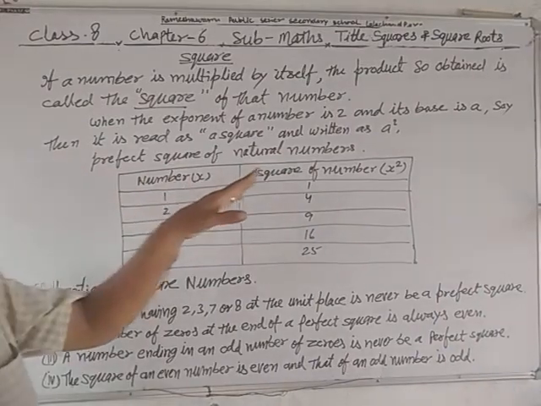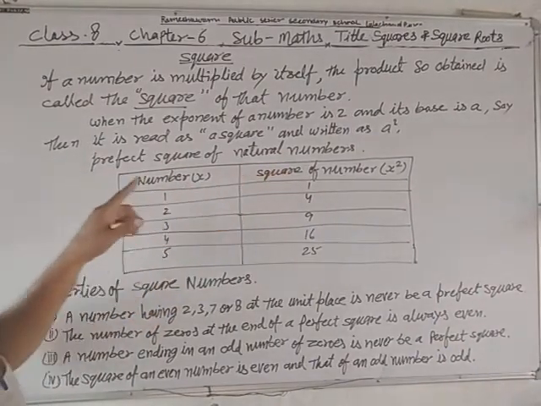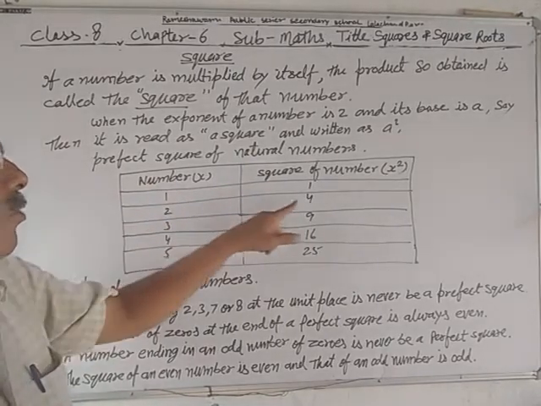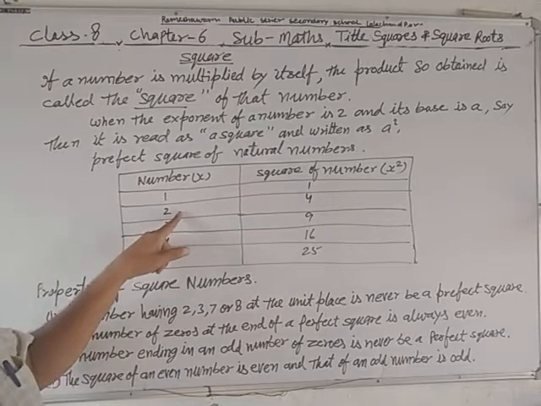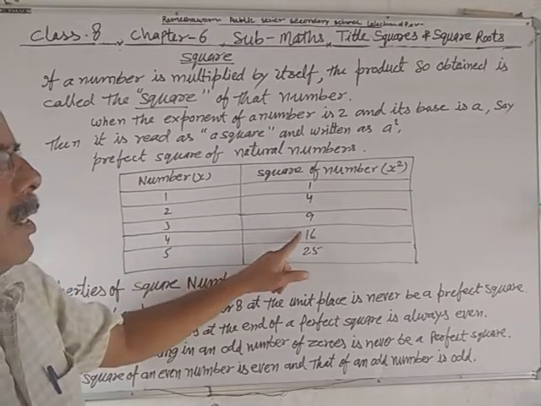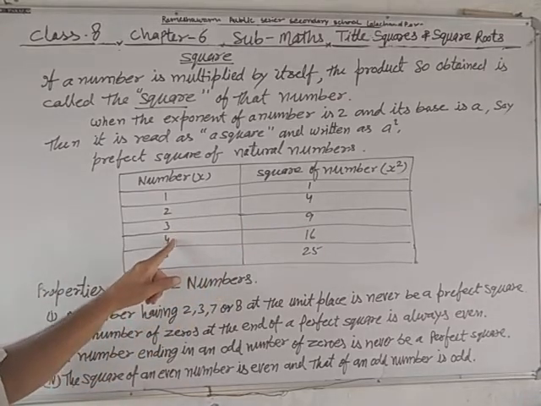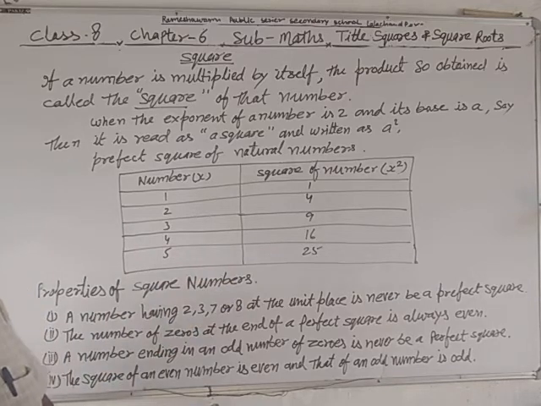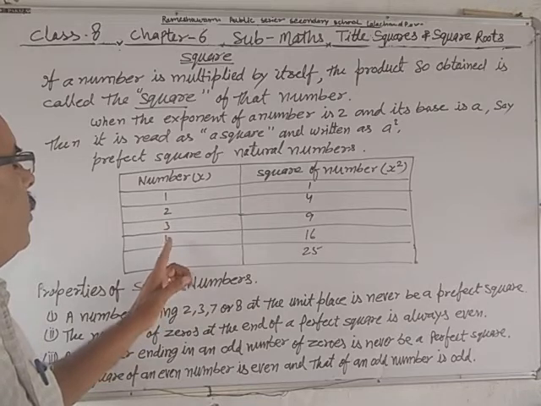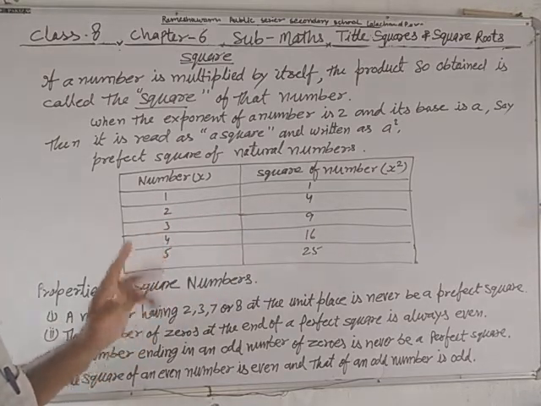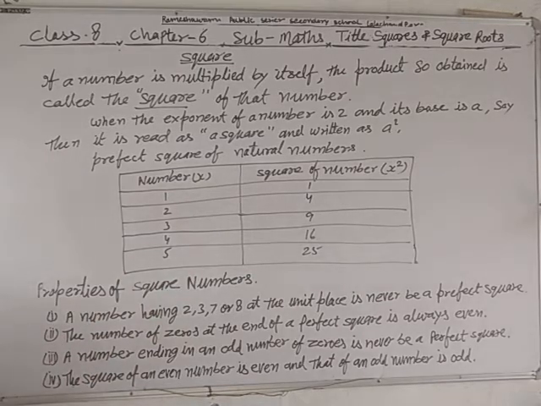Perfect squares of natural numbers. 1 is the perfect square of 1, 4 is the perfect square of 2, 9 is the perfect square of 3, 16 is the perfect square of 4, and 25 is the perfect square of 5. 5 times 5 is 25, 4 times 4 is 16, 3 times 3 is 9, 2 times 2 is 4, and 1 times 1 is 1.